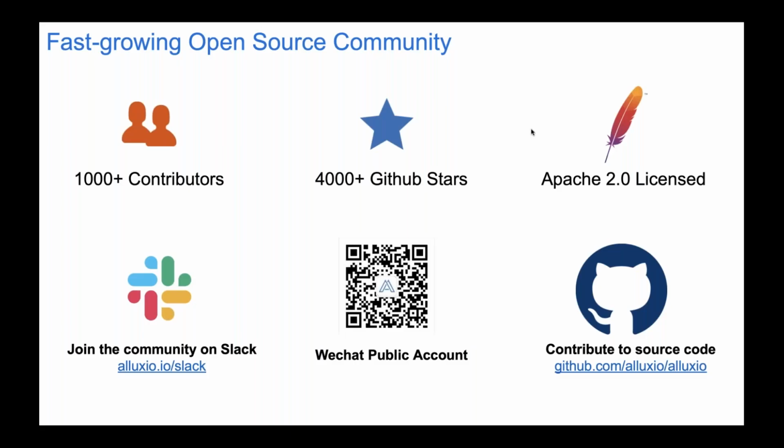As I mentioned, this is an open source community and open source technology. We have more than 1,000 contributors on GitHub writing code for this repository, and today it has more than 4,500 GitHub stars. The project is under the Apache 2 license, which is very popular in the big data analytics space. We also have the Slack channel. I'm always on the Slack channel to help users understand their problems and provide suggestions. You're welcome to contribute to the source code. We have the GitHub link here.